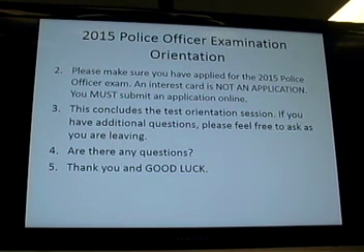Please make sure you have applied for the 2015 police officer exam. An interest card is not an application. You must submit an application online. This concludes the test orientation session.